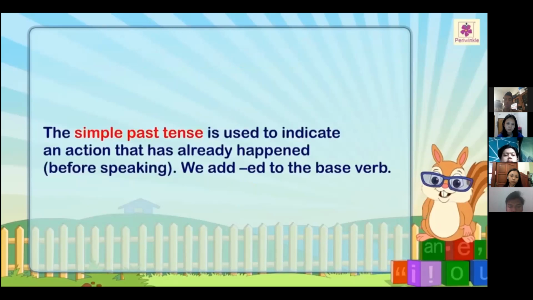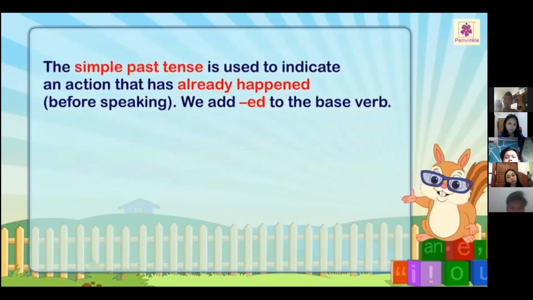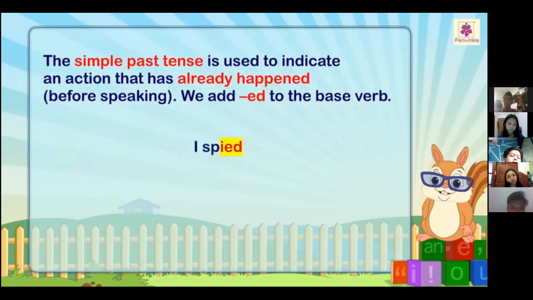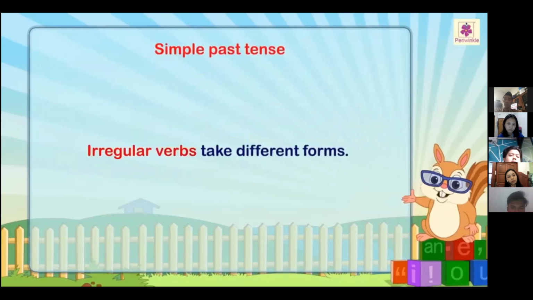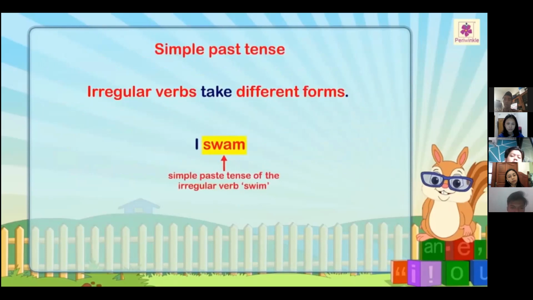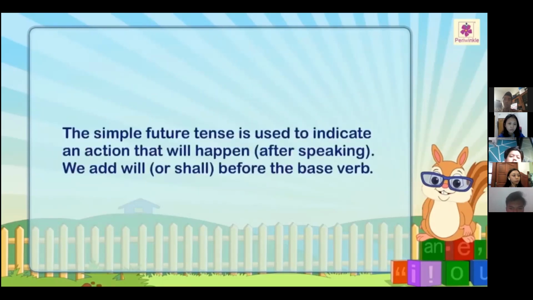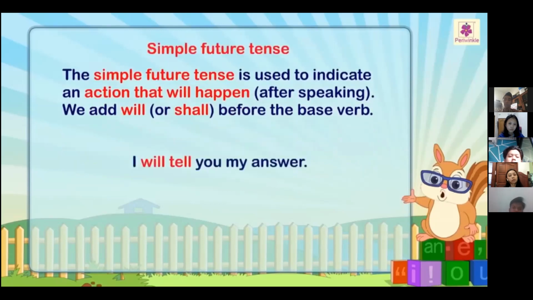The simple past tense is used to indicate an action that has already happened. We add ed to the base verb. For example, I spied. Irregular verbs take different forms. For example, I swam. The simple future tense is used to indicate an action that will happen. We add will or shall before the base verb. For example, I will tell you my answer.